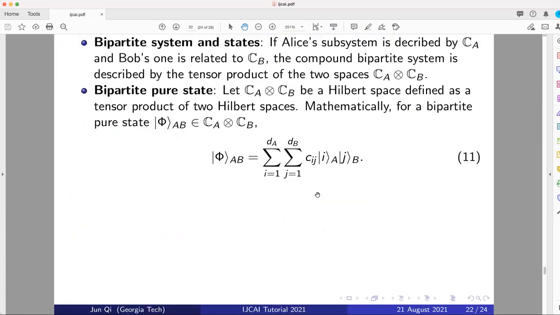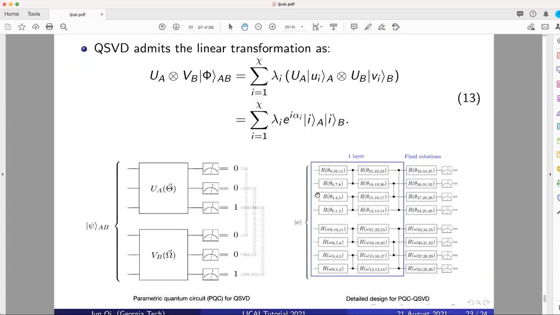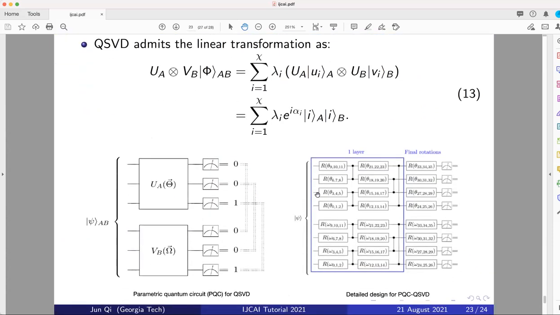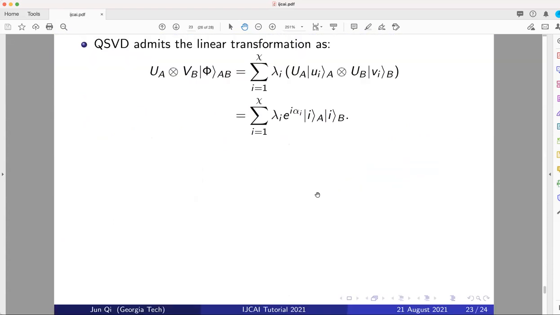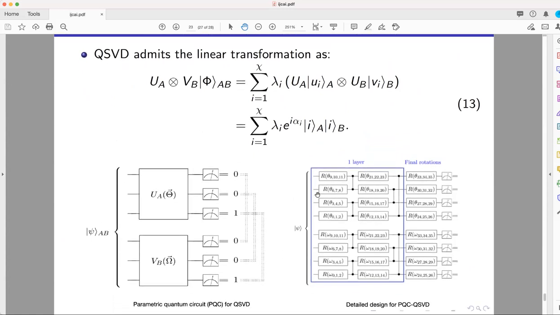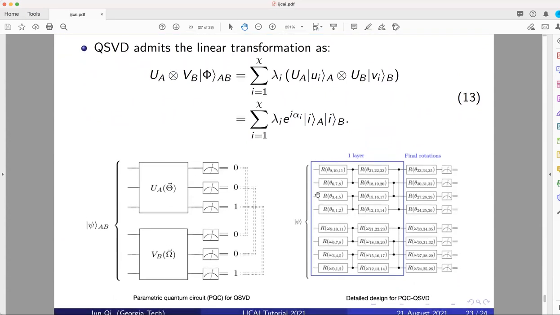Okay, these are the basic architectures of the quantum SVD, and we think it is important, because SVD is currently widely used in machine learning and signal processing. If we have the quantum SVD, we can place SVD-based models on a quantum computer. So that is one important issue nowadays.